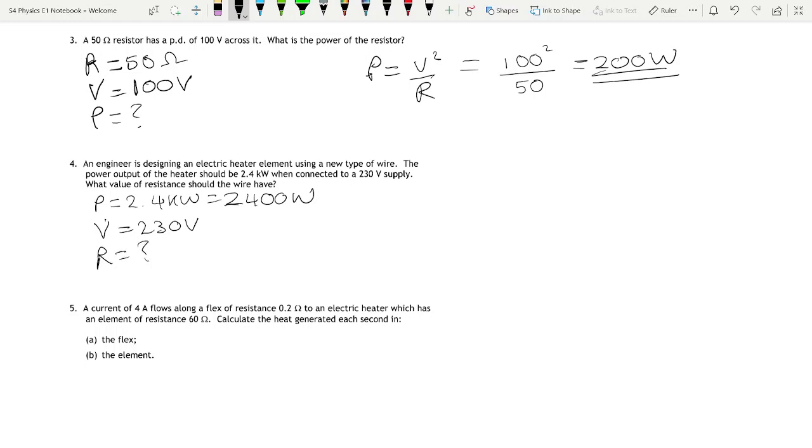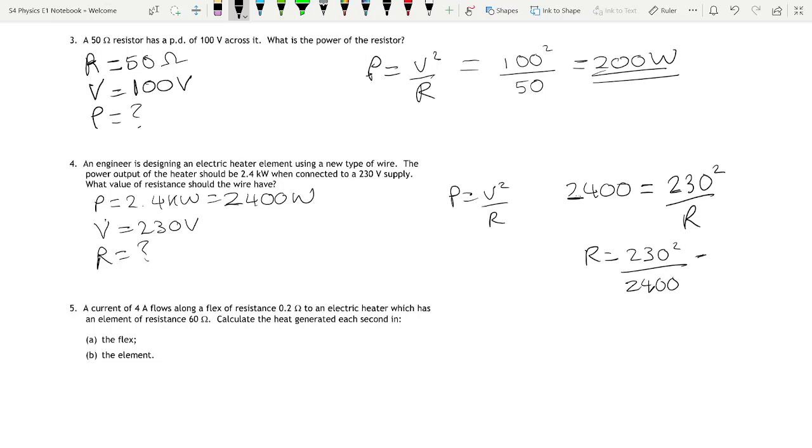So again, P, V, and R, P equals V squared over R. So 2,400 equals 230 squared divided by R. So R will be 230 squared divided by 2,400, which comes to 22.0 ohms. I think I rounded it there.